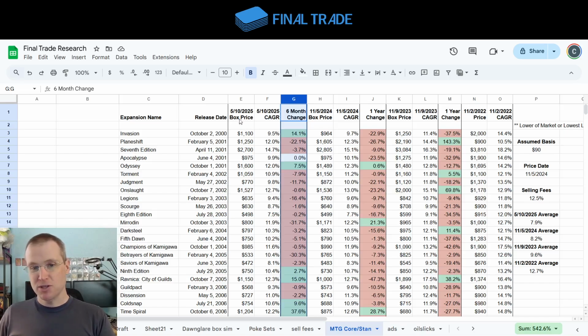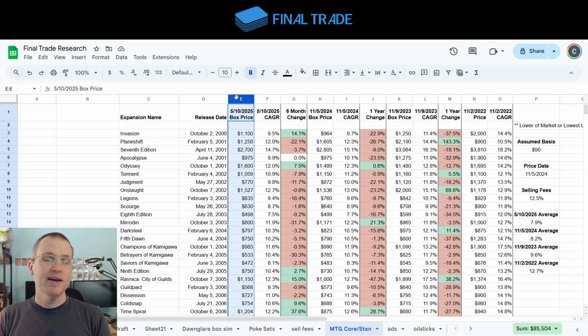Now, what I'm actually measuring is I'm going out each of these times to TCG Player, and I'm looking at the sales page for each of these sealed booster boxes. And I'm taking the lower of the current market price or the lowest ask price and taking that as the value of the box. Then I'm computing the compound annual growth rate.